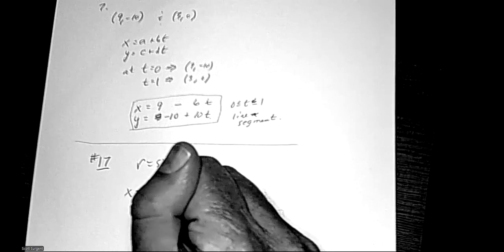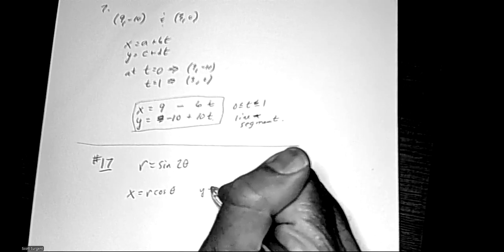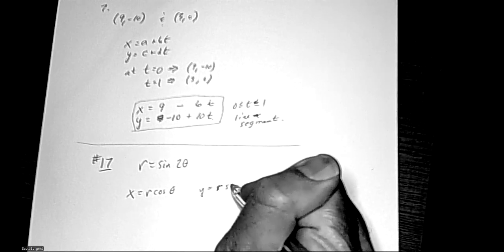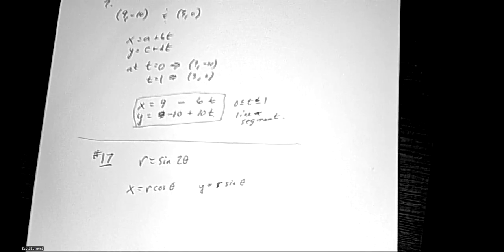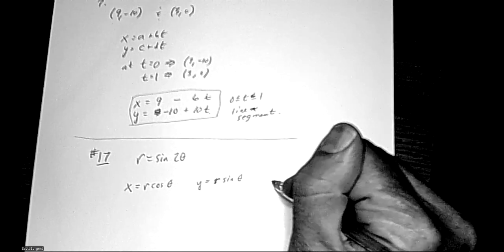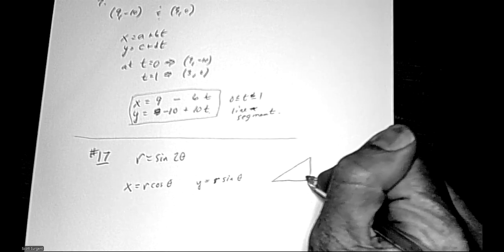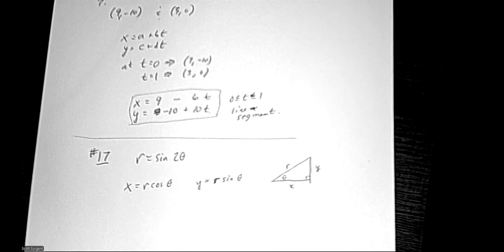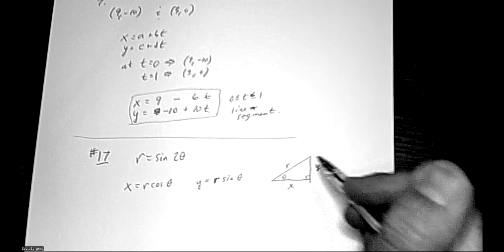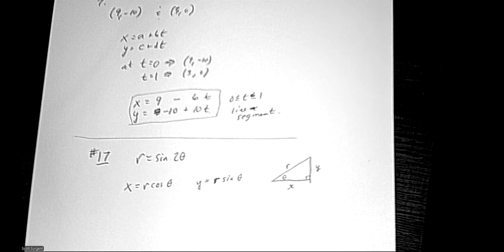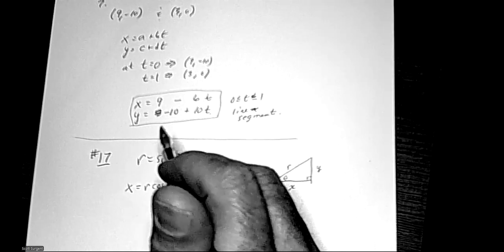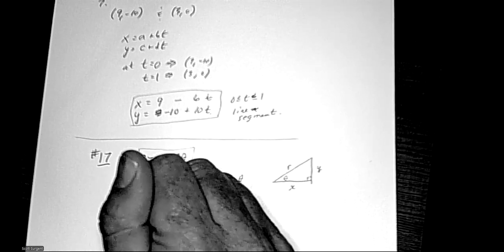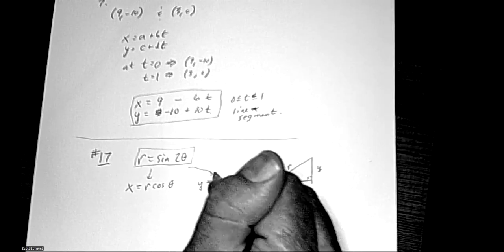you will see this in Calc 3. This is your standard relationship to go between x and y and r and theta. So if you draw yourself a right triangle, r is the hypotenuse, x and y are the legs in the usual format, and theta is in the lower left corner there. And so this is the relationship you get here. So what you can do is take this polar form and simply pop it in for these r's.